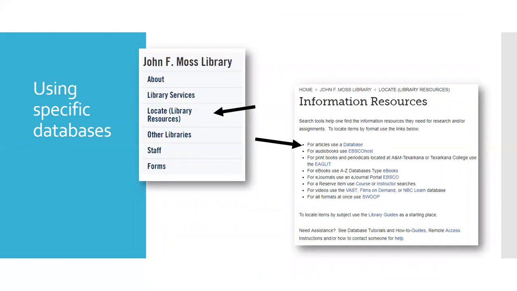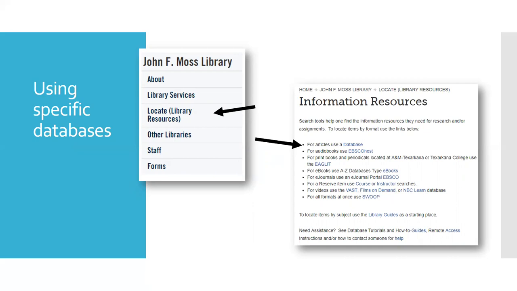WorldCat Discovery's tools are very helpful, but what if you're still getting too much junk in your search results? Well, you can narrow down your search even further, but you do have to go back a few steps. If you choose a specific database that's already targeted to your discipline or topic, you'll get more specific information and faster. On the left side of the library's webpage, there's a list of sections, the About, Library Services, etc.